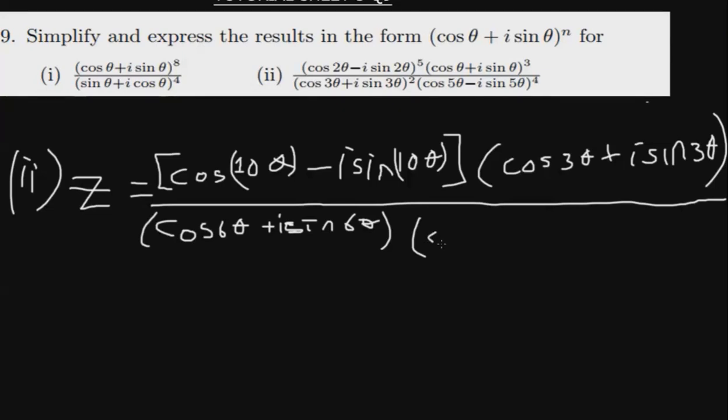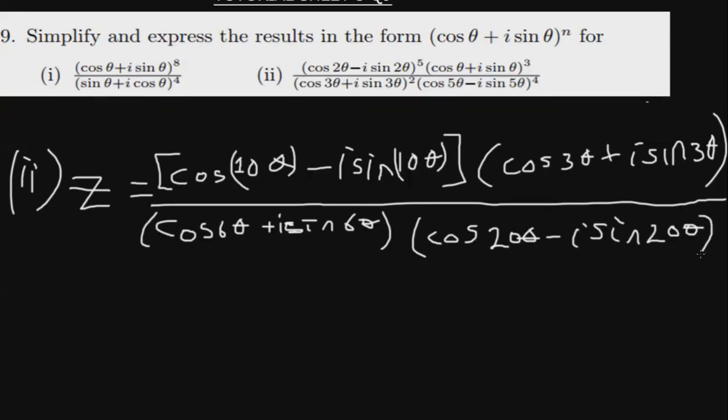you get cos 20 theta, and then minus i sine 20 theta, like that. Oh sorry, sine 20 theta, not 5.